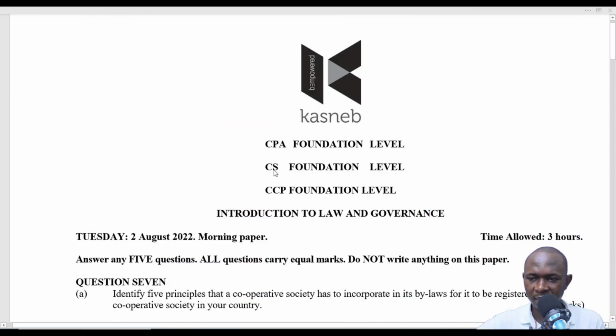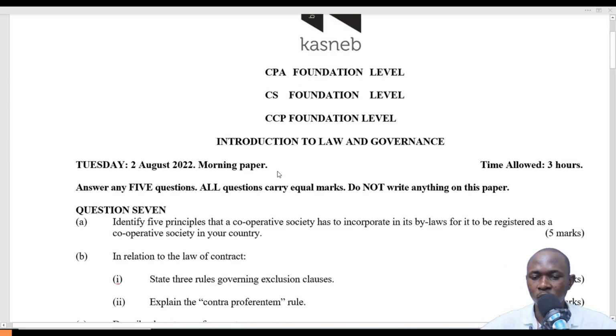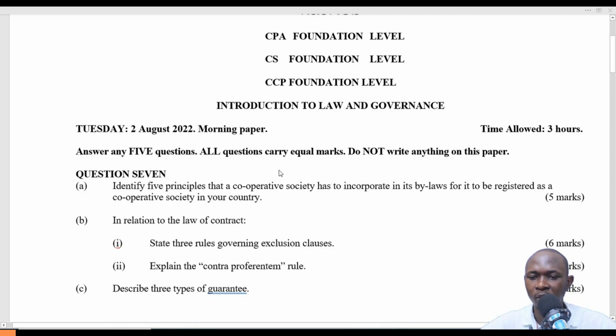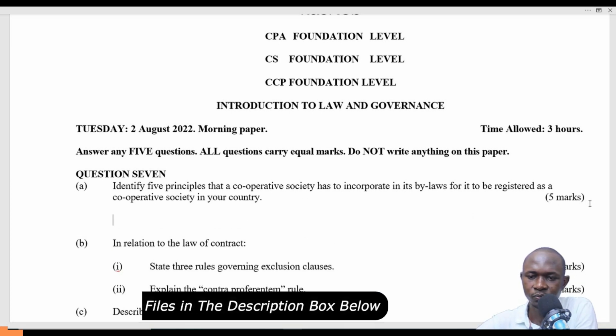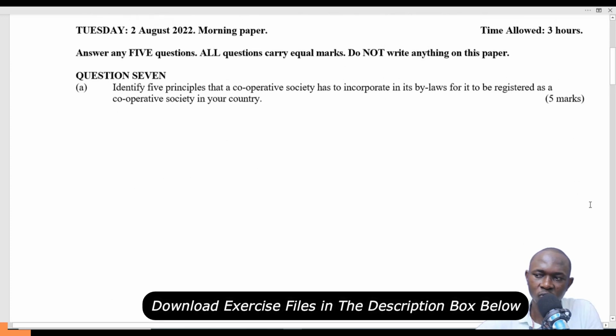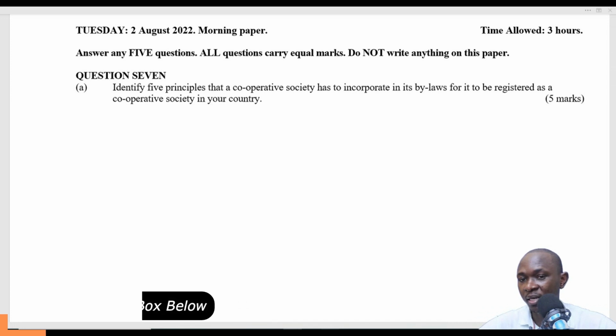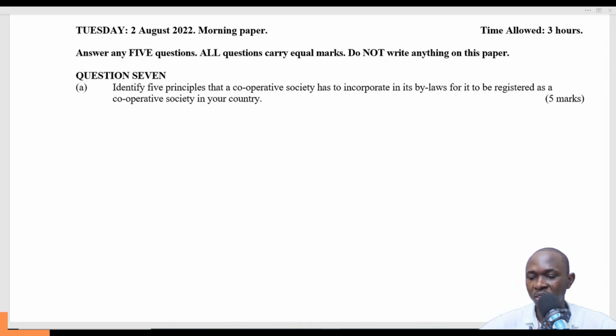So this is KASNEB CPA CCP foundation level. It's an August 2022 paper, question 7. Identify five principles that a cooperative society has to incorporate in its bylaws for it to be registered as a cooperative society in your country. Now, there are actually 7 principles that must be included.